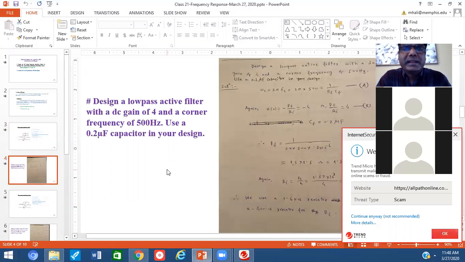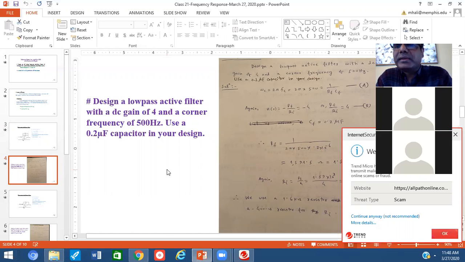You see, on the left side, there is a statement: design a low-pass active filter with a DC gain of 4 and a corner frequency of 500 Hz. And I said, use a 0.2 microfarad capacitor in your design. And you see the right side is the solution for that.